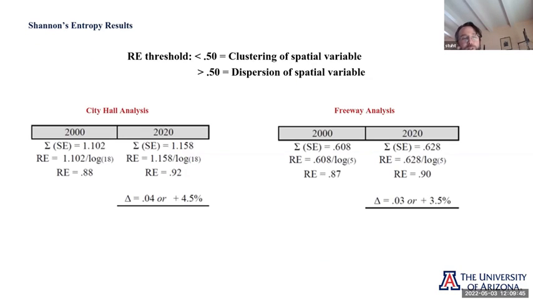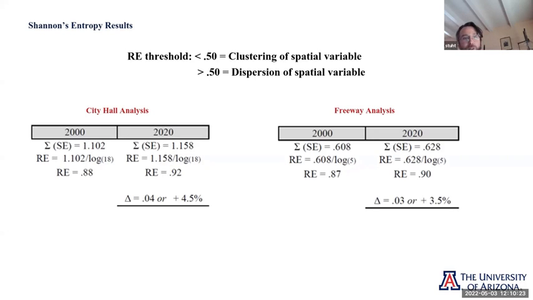For the direct results of this study in Las Vegas, the threshold of whether RE is concentrated or dispersed on a scale of 0 to 1 is 0.5, right in the middle. Looking at the City Hall analysis with 18 one-mile buffer zones, year 2000 had RE of 88% of max dispersion, and in 2020 it was 92%. For the freeway analysis, RE was 87% of max dispersion, and in 2020, 90%.